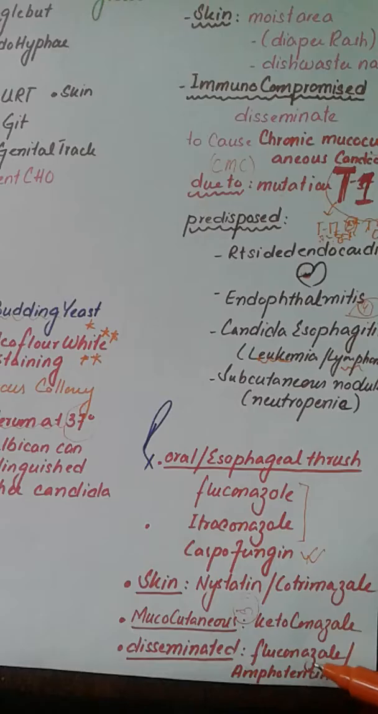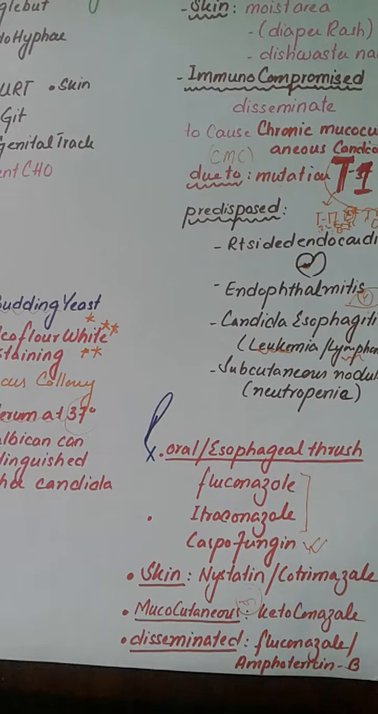In disseminated cases in which the immune system is compromised, we give the patient fluconazole if there is meningitis, because this penetrates quite well through the CNS, and amphotericin B, which is our last resort.